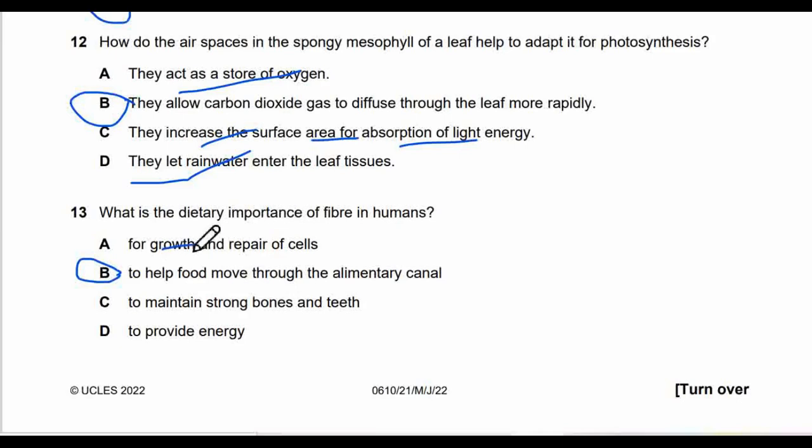For growth and repair of cells, that is the function of protein. To maintain strong bones and teeth, that is for calcium. To provide energy, that is carbohydrate and fat. So this is fiber. 13 is B.